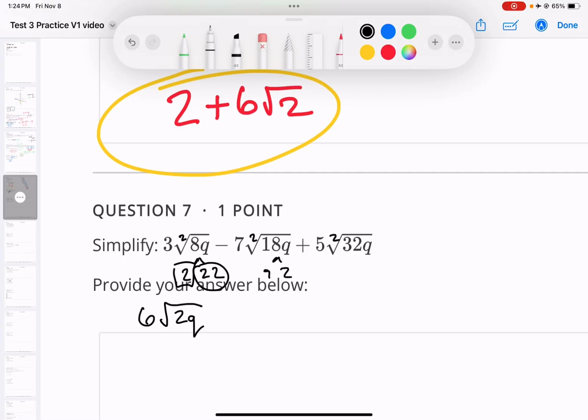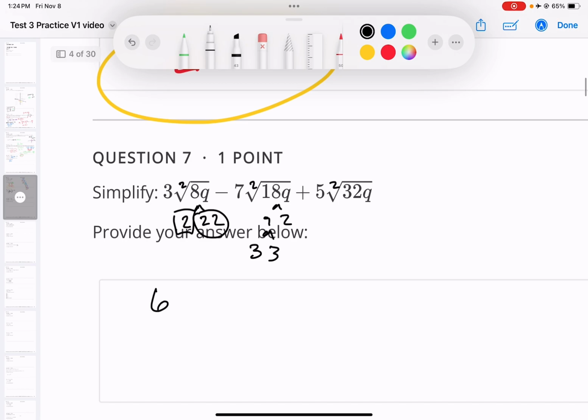So this is 9 and 2, which is going to be 3 and 3. I need to give myself more room. Okay, so I got 6, and then 2q. So got my 3, but there's this negative 7 that's already there, so I'm going to have minus 21 because I multiply those times 2q.